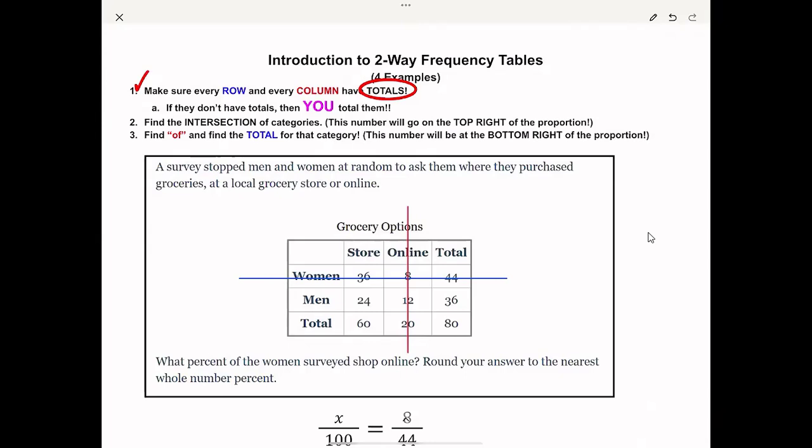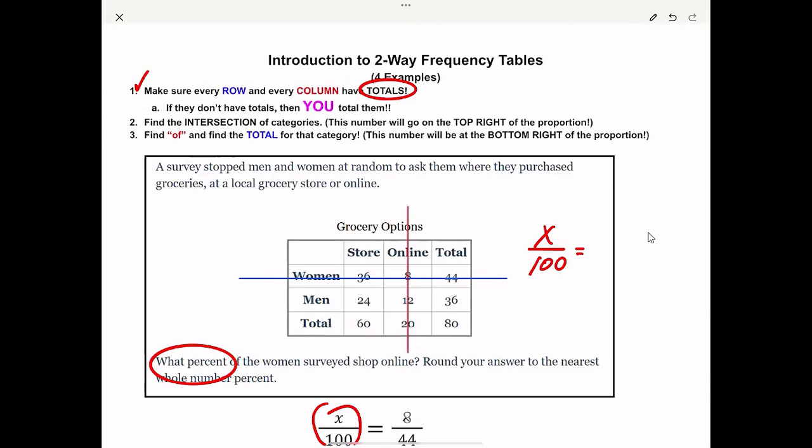It said a survey stopped men and women at random to ask them whether they purchase groceries at a local grocery store or online. So one category is where people shop, at the store or online, and the other category is what type of shoppers we have, men and women. Now the question says, what percent? As soon as you see that, that's going to be x over 100, always. And then it says, of the women surveyed, shopped online.